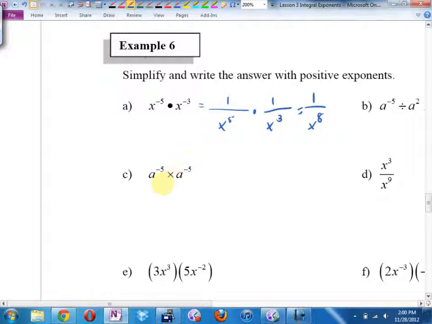A to the negative 5 times a to the negative 5. Yeah, you could add the exponents and say it's a to the negative 10, but now you're still stuck with a negative. For Pete's sakes, is there a power to a power? No? Is there a negative exponent? Well, then you know what?